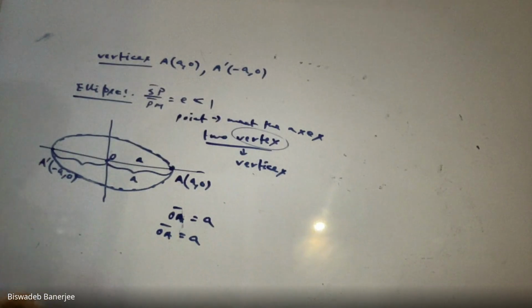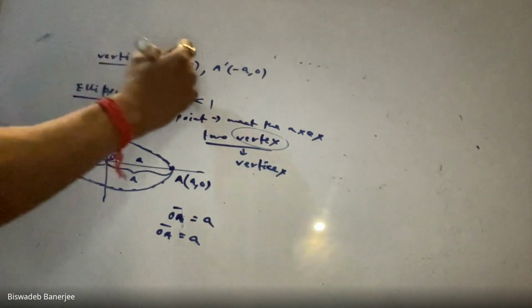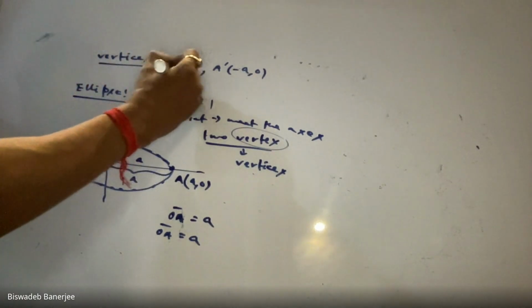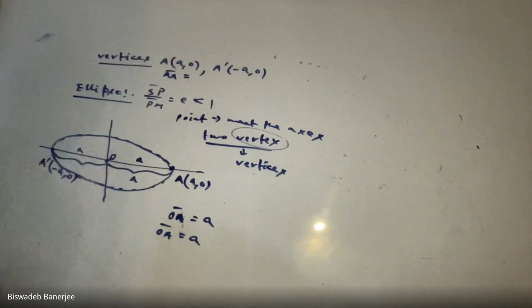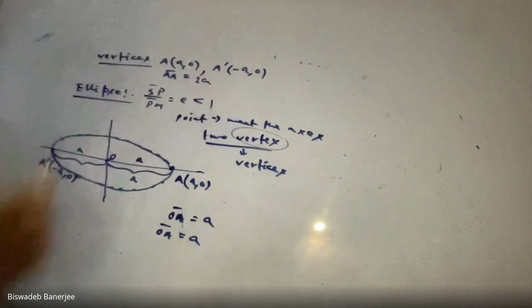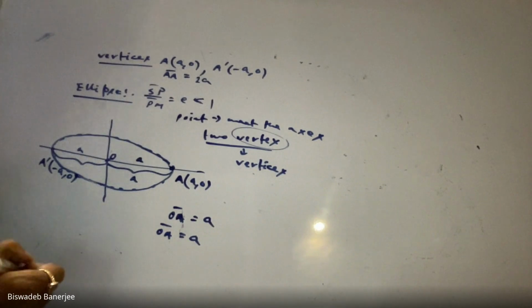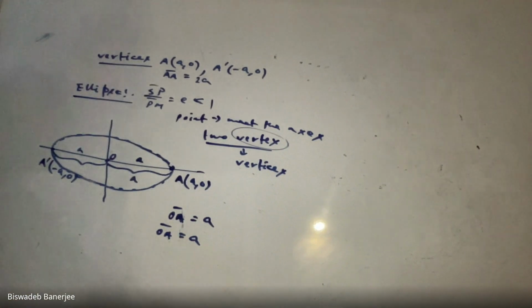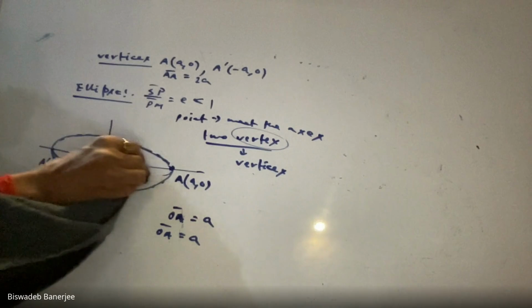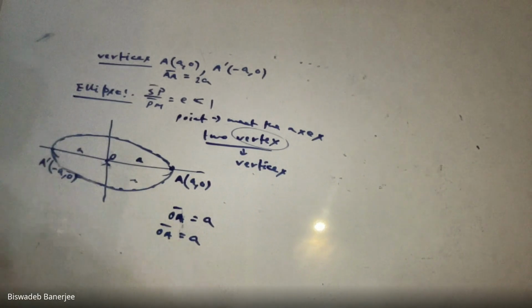All right. So what is my total length? See that the total length A to A dash: here it is a, here it is also a, so a plus a is called 2a. There is the structure of the ellipse and there are my vertices. This length is a.